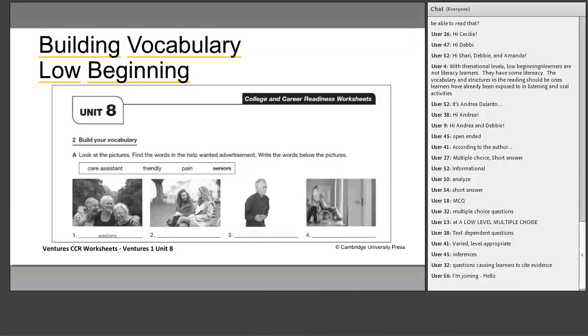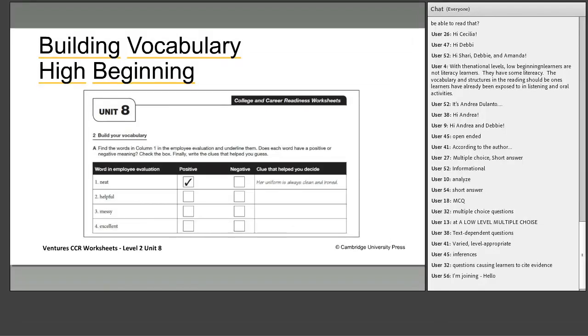So what do learners do in these exercises from level to level? If you remember, the reading at the low beginning level was a help wanted ad for a care assistant in a senior center. In order to demonstrate their comprehension of 4 new words in this reading, learners find the words in context and match words with pictures to identify the meanings of the new words. Here is the same exercise at the high beginning level, based on a reading that is an employee evaluation. How is this activity more challenging than the low beginning activity?